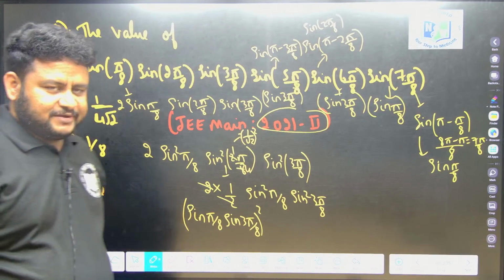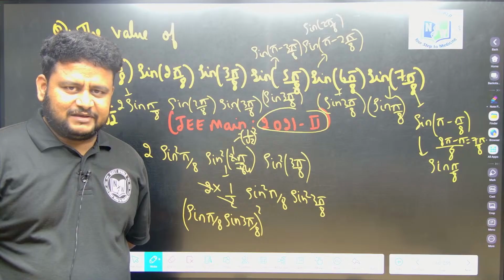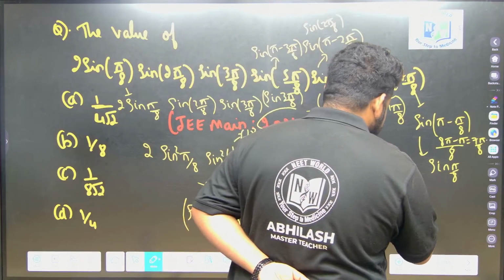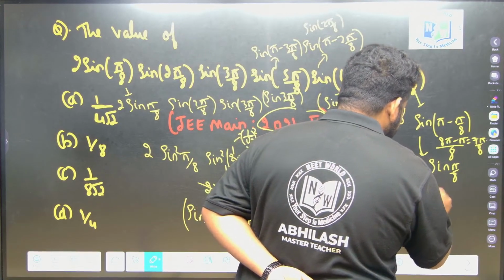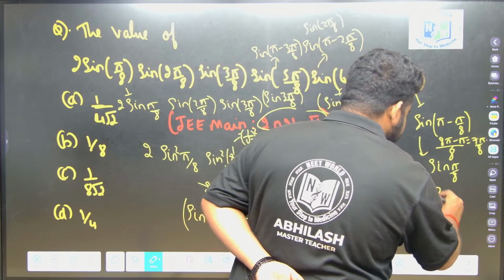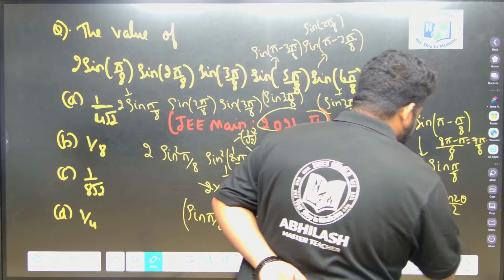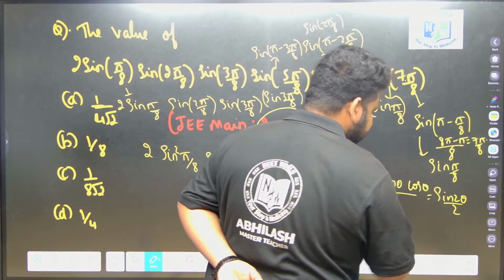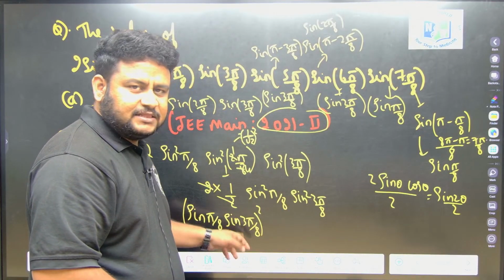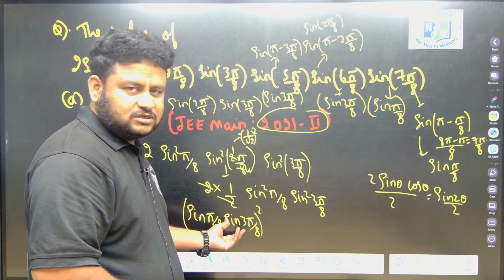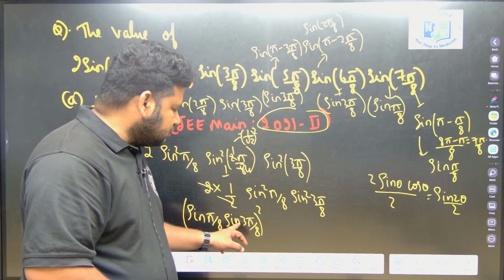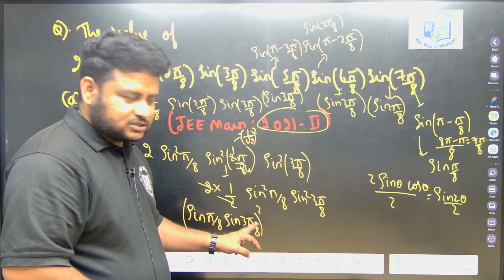Now, if I am having sin A cos A, I can divide and multiply by 2. Suppose I am having sin theta cos theta, I can divide and multiply by 2, so this will become sin 2 theta by 2. Here both the thetas are the same, but here I am having sin theta again, and there is no cos. So I have to change this sin to cos, so that I get sin 2 theta.